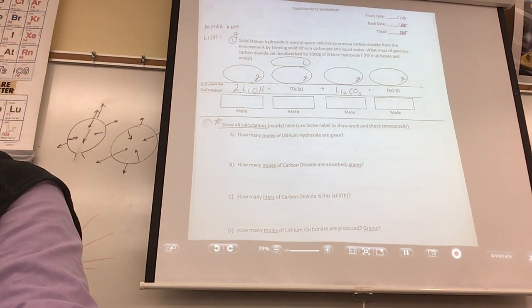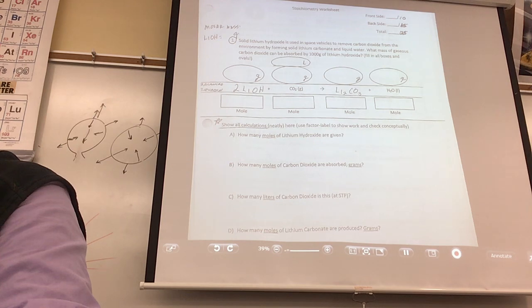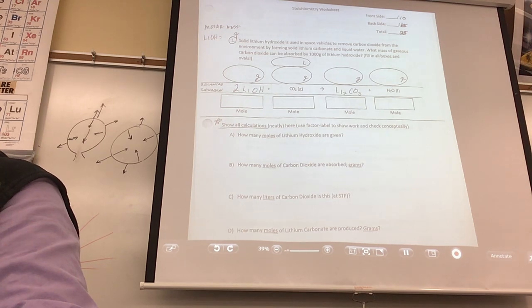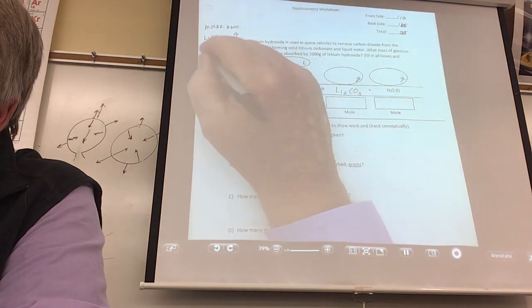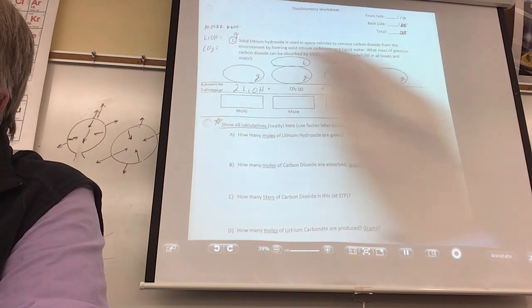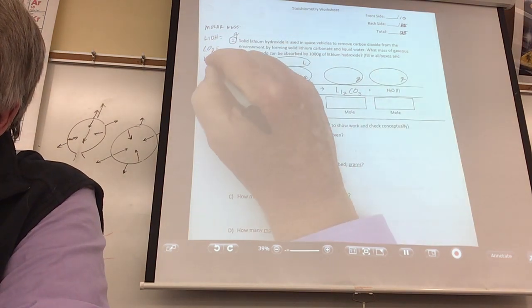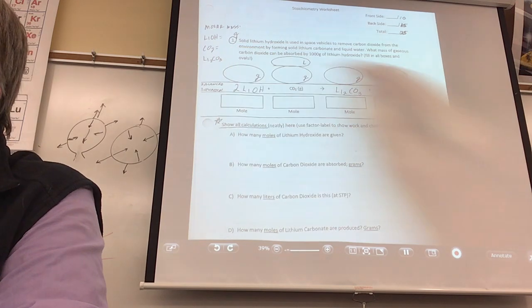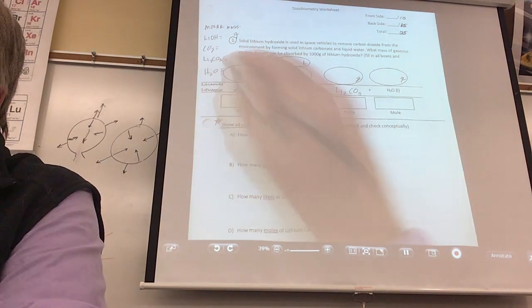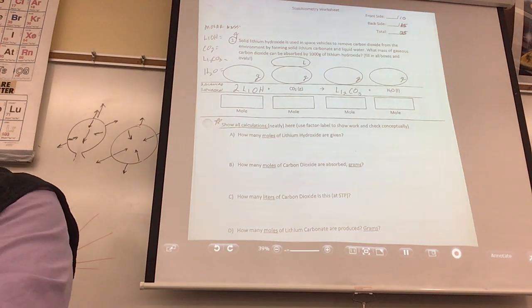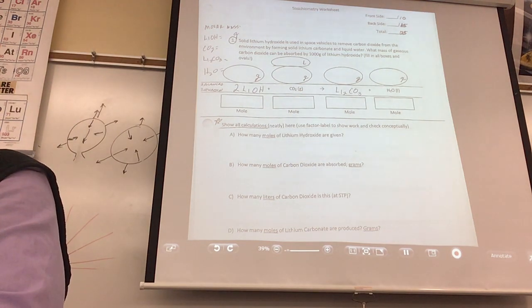Did we do molar masses last Friday? Did we write molar masses somewhere? Okay, so here's this one, and here's this one, and here's this one. See if you can tell me how many grams it takes to make a mole for each of these. Who wants to pick one? Anybody want to pick any of these?